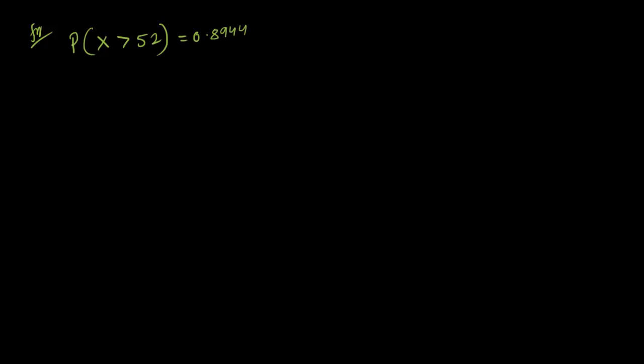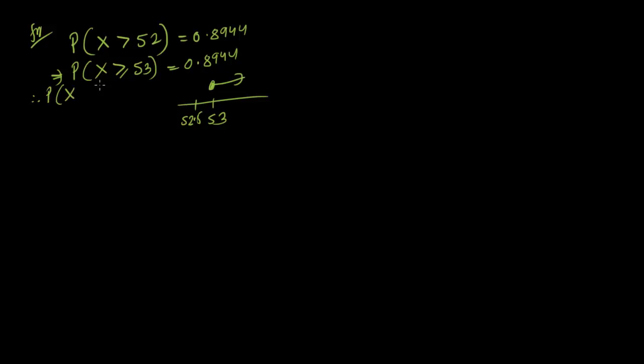0.8944. So the first step we have to do is continuity correction. Remember, we are doing normal approximation. So the continuity correction has to be done first of all with equal to. So greater than or equal to 53. Remember, binomial is discrete. So now we draw a number line over here. So if this is 53, greater than or equal to 53, so this should be 52.5. Therefore, probability of x is greater than 52.5 equals 0.8944. So we have that.